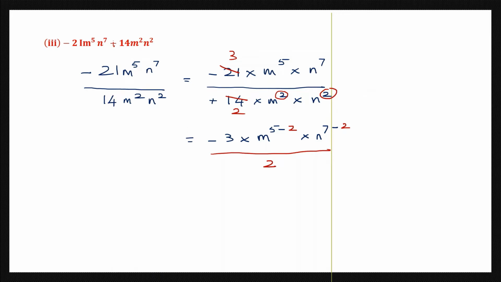So now what do I have here? I have minus 3 into m to the power of 5 minus 2 is 3 into n to the power of 7 minus 2 is 5 by 2. So finally I get minus 3 m to the power of 3 n to the power of 5 by 2, which cannot be reduced further. So that is my answer.